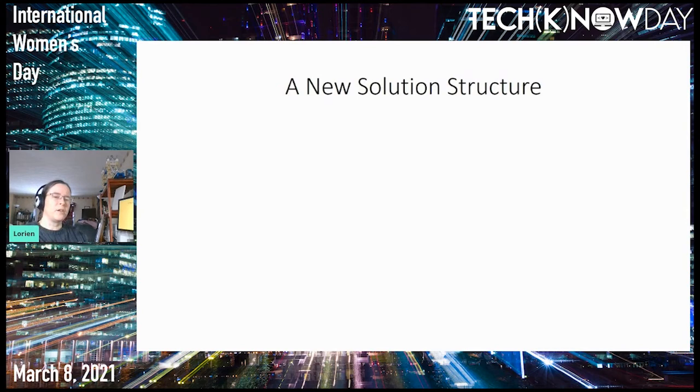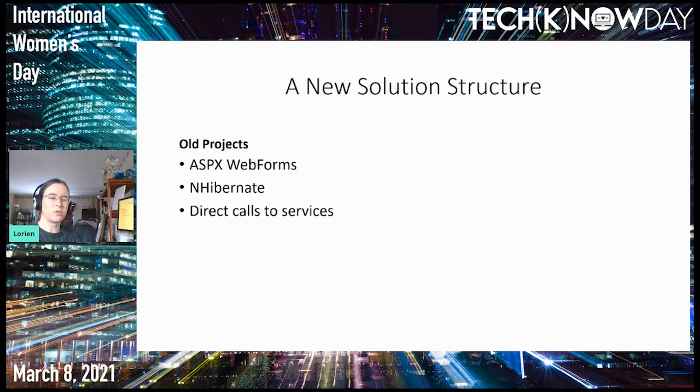We also needed a new structure for our solution. In our old projects, we were using ASPX web forms, which were certainly great when they were the new thing, but they hadn't been the new thing for a long time. We were using nHibernate for our data access, which again, when it was new, was great, and it wasn't new anymore. We made a lot of direct calls to our services, which meant that unit testing was very difficult due to the direct dependencies. And the net result of that was all of our testing was done manually.